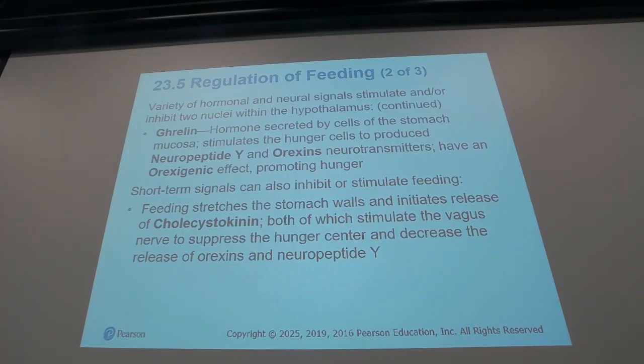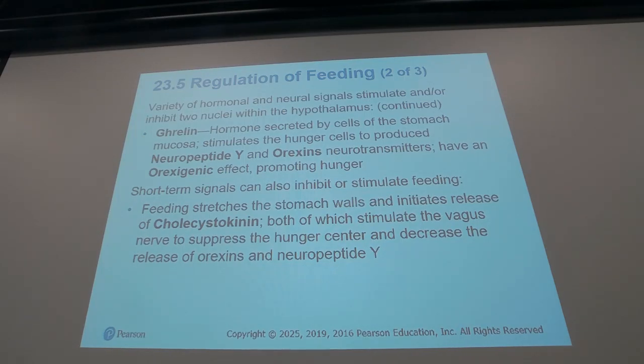And then here is the hormone. I'm getting a little bit ahead of myself. Ghrelin, that stimulates hunger. And also we have other hormones like neuropeptide Y and orexins that are neurotransmitters located in the nervous system that promote hunger.